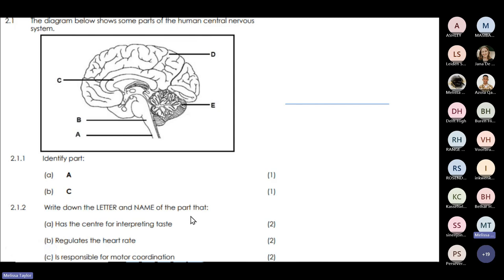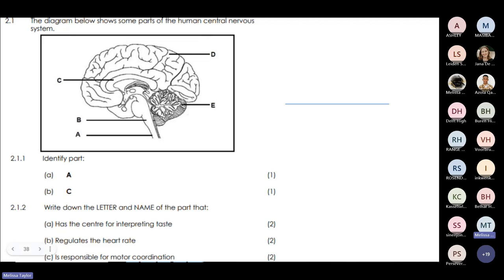Then for 2.1.2, it's one of those letter and name questions. So you have to give both. My suggestion is that you always write the letter and a little dash and then the name next to it. Or sometimes they ask for the letter and the function. So give the letter and then a little dash and then the function, depending on the question. Okay, so they want to know the part that has the center for interpreting taste. So taste is a sense. So the part that interprets all of your senses is D, the cerebrum. So D, cerebrum. Then regulates heart rate is B.